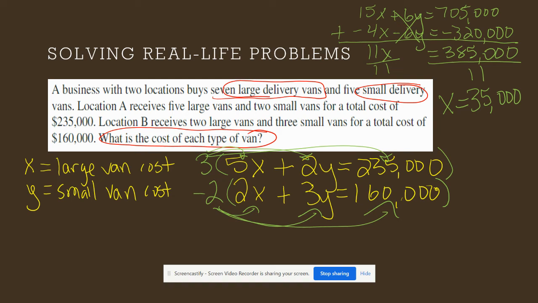Awesome. So now we take a look at that and say, well, I can plug that into either of these equations. I'm going to plug it into the bottom one. So I'll do 2 times 35,000 plus 3y is equal to 160,000. That was our original equation there. 2 times 35,000 is 70,000.